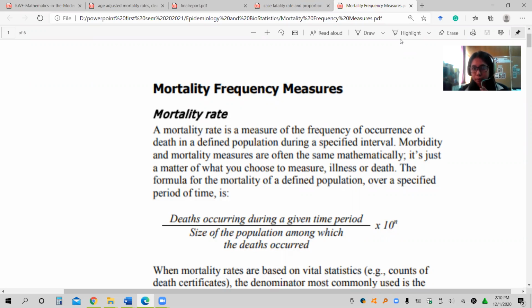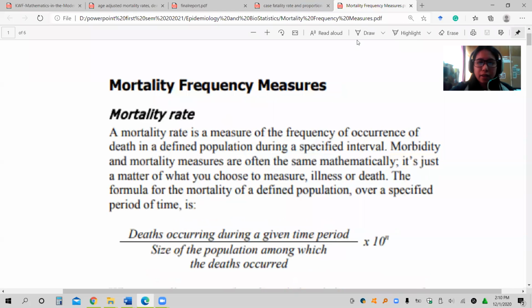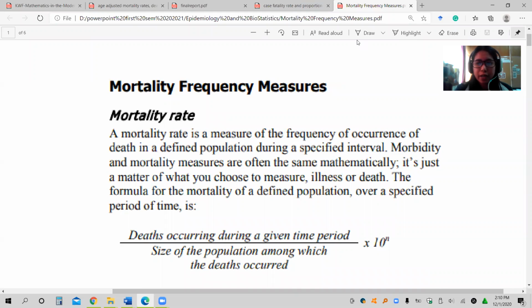So today we will be discussing mortality frequency measures. So for mortality rate, this is a measure of the frequency of occurrence of the death in a defined population during a specified interval. So morbidity and mortality measures are often the same mathematically. So it's just a matter of what you choose to measure. So it can either be illness or death.